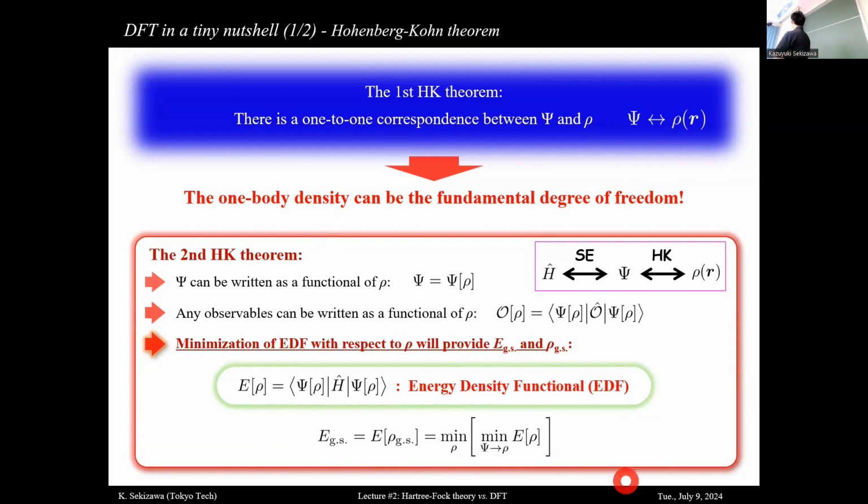Okay. So this is the so-called second Hohenberg-Kohn theorem. This is the basic concept of density functional theory. By minimizing the energy density functional with respect to density, we can, in principle, get the information of the ground state energy and one-body density of the many-body Schrödinger equation.